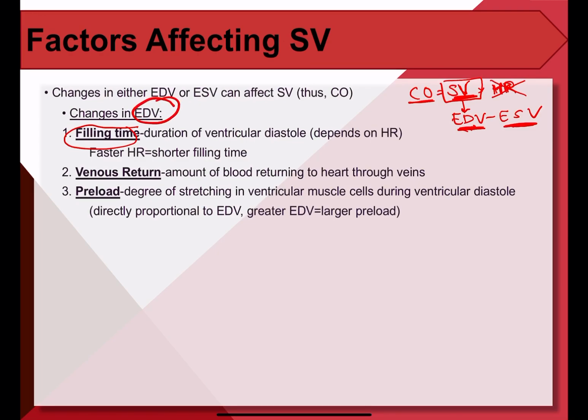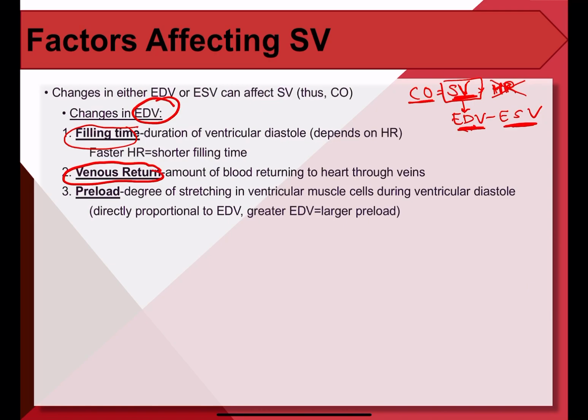Venous return means the amount of blood that's returning to the heart through veins. Remember I talked about the whole circulatory system of the systemic circuit. Blood has to go through the aorta into the arteries of your entire body, then is collected back in your venous circulation. Your veins then will deliver blood back into the inferior and superior vena cava into the right atrium. So that's what venous return is.